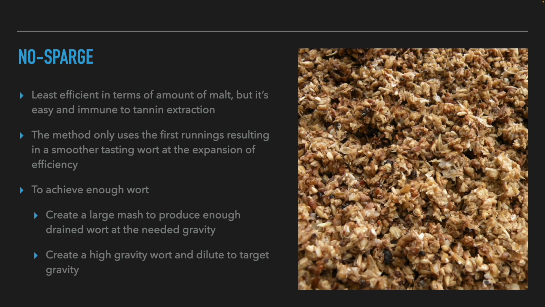There are some brewers who don't even perform sparge. It's much less efficient in terms of amount of malt, but it's easy and immune to tannin extraction since there is nothing that will affect the pH. To achieve enough wort, the brewer can create a large mash to produce enough drained wort at the needed gravity, or to create a high gravity wort and then dilute it to the target gravity.